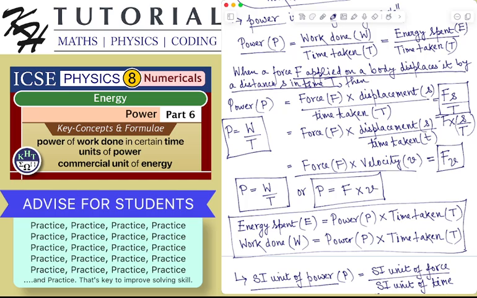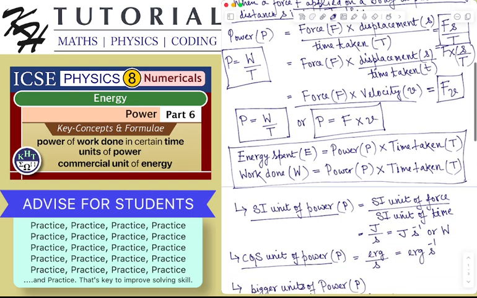So that was the definition of power and how it is related to force, work done, time taken, or force and displacement of the body in the direction of the force, or force and the velocity attained by the body on which the force was applied in the direction of the force.